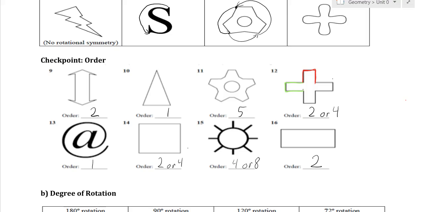For 14, it's very similar. Is this a square or a rectangle? Really hard to tell in that one. And for 15, it's the same thing again. Is this longer or shorter or the same as that one? If all the spokes are the same, you should get 8. If those 2 sizes are different, you should get 4. In 16, it's clearly a rectangle, so we don't have that confusion on whether we can go 2 or 4 times around.